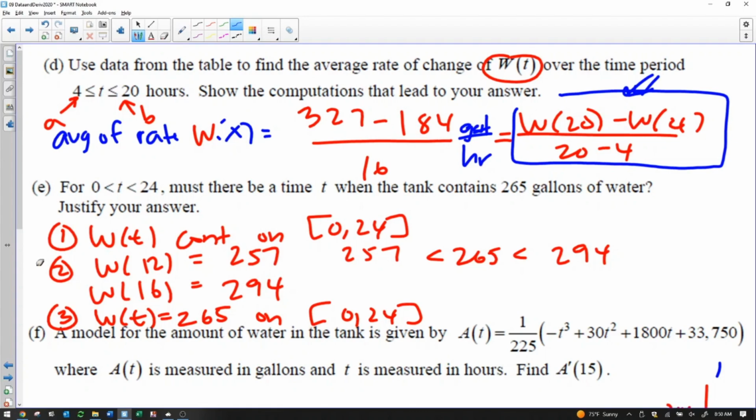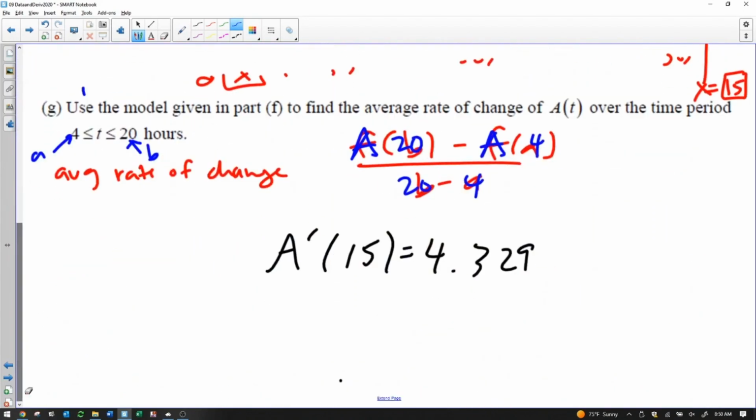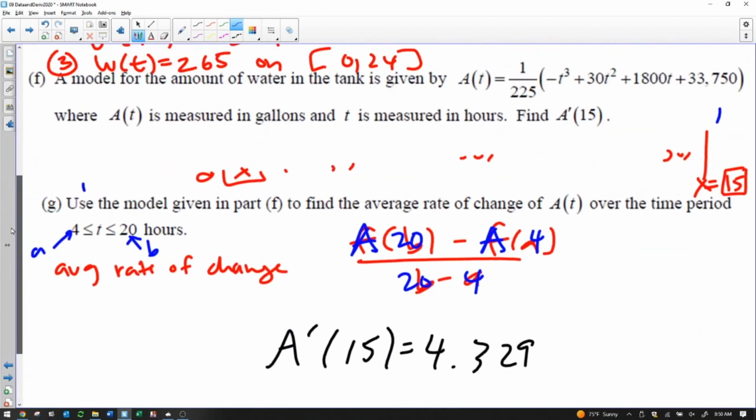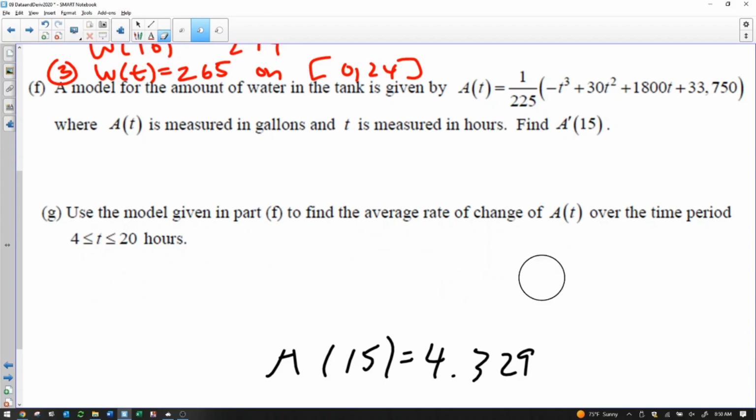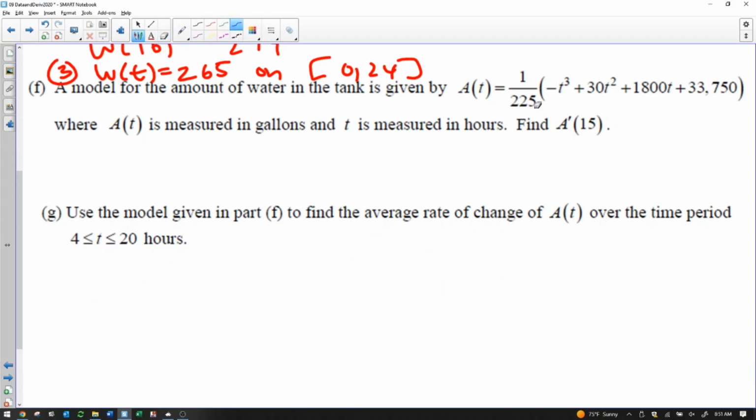All right, let's look at letter F. Letter F says a model for the amount of water in the tanks given by A. So they're giving you a formula for the tank, this A of t, the amount of water in the tank. And A of t is measured in gallons and t is in hours. Find A prime of 15. I need you to understand that this is saying, don't look at the table anymore.